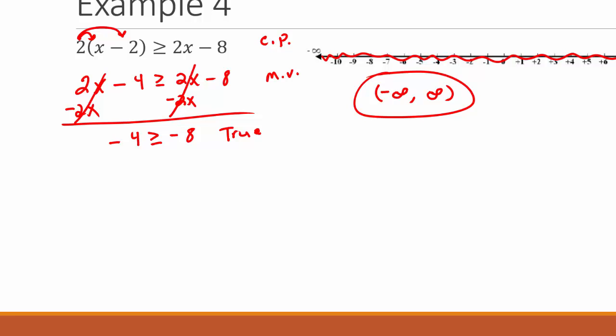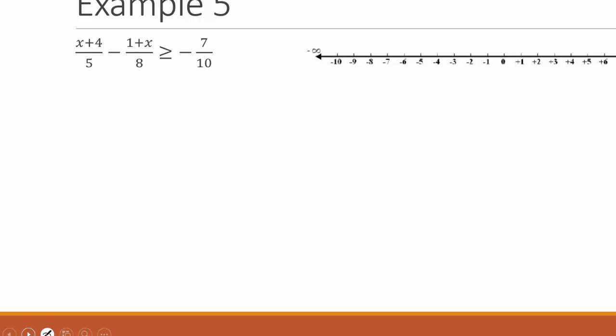All righty, let's look at one more example. All right, so x plus 4 over 5 minus 1 plus x over 8 is greater than or equal to negative 7/10. So again, the first thing that I want to do is to clear my denominators out, clear those fractions out. So 5, 8, and 10. 5 and 8 will not go into 10. My next multiple of 10 is 20. 8 won't go into 20. My next multiple is 30. 8 still will not go into 30. My next multiple is 40. Both 5 and 8 will go into 40. So my least common denominator here is 40.